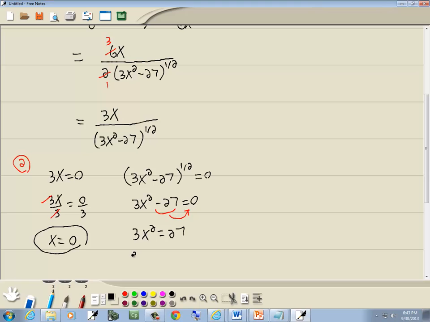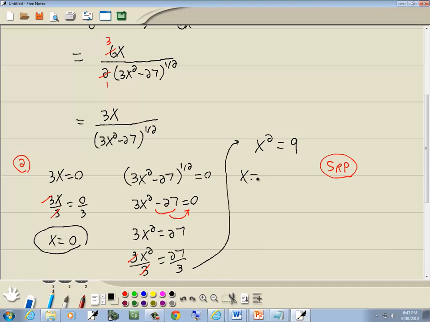I want to get the part that's squared by itself, so I'm going to divide both sides by 3. And that gives us x squared. The 3s cancel here. 27 divided by 3 is 9. Now the square root property. The square root property says if you've got something squared equal to the other side, you can drop your squared and put a plus or minus square root around the other side.